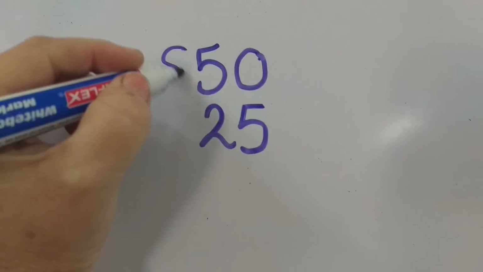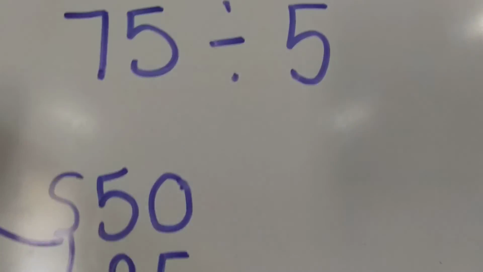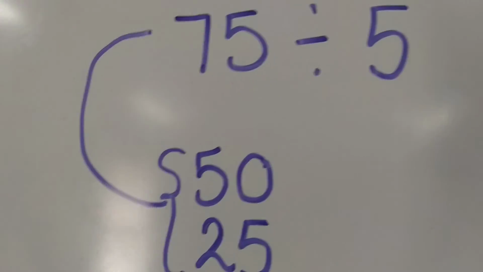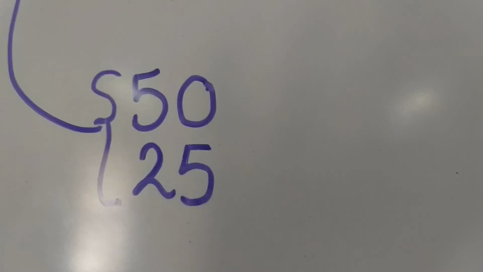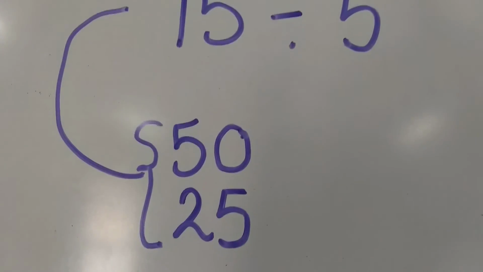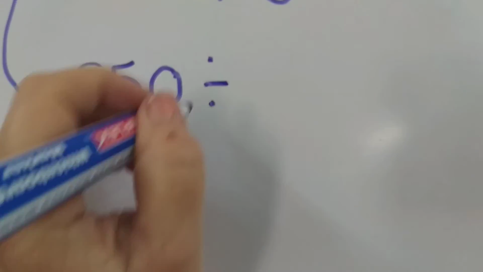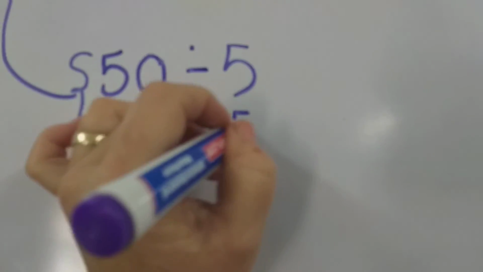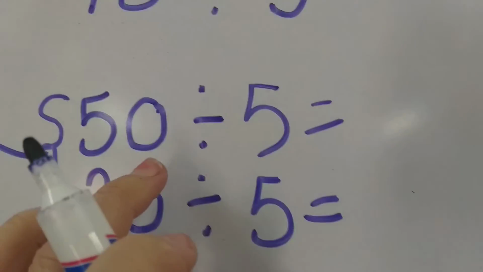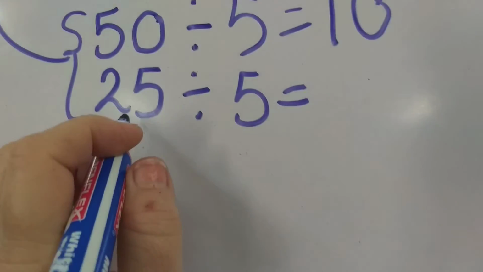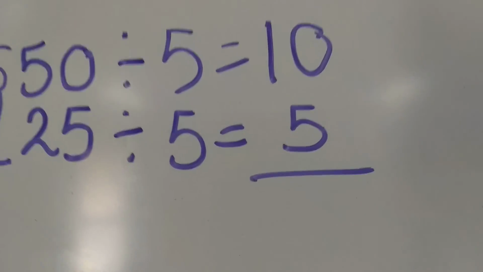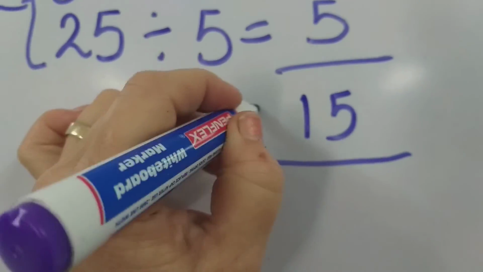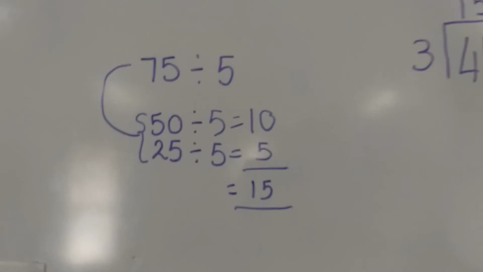Remember these two amounts have to add up to that. It cannot add up to something else, otherwise you're changing the sum. You cannot do that. So I've broken 75 down into 50 and 25. Now we can divide by 5. So 50 divided by 5 will be 10, and 25 divided by 5 will be 5. We add those two little amounts together, and we have a final answer of 15.